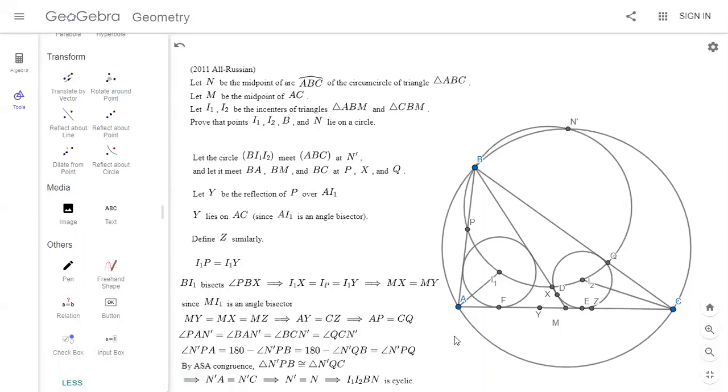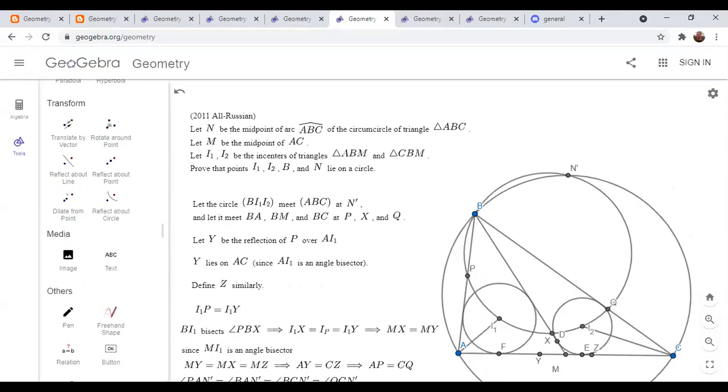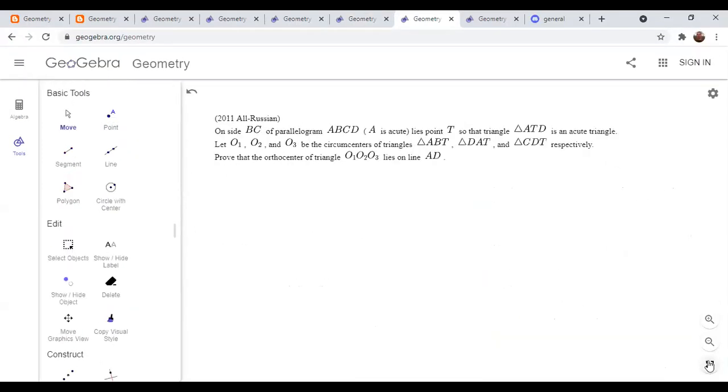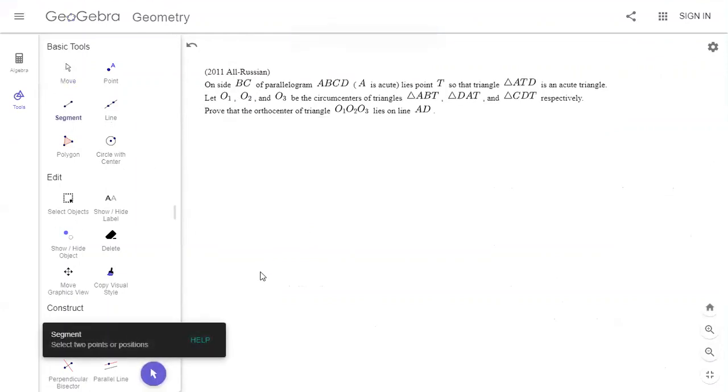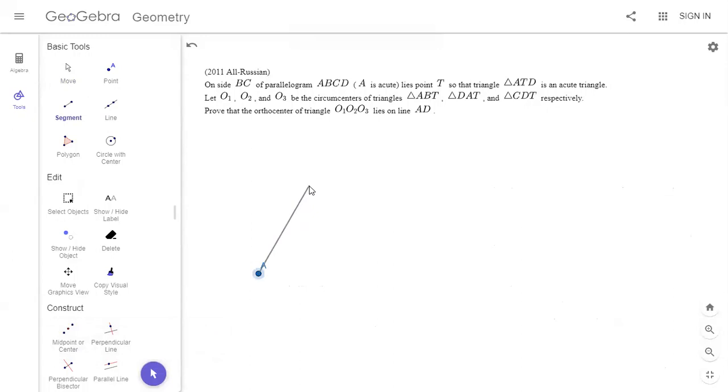I'll bet this lemma is probably useful in a lot of other problems. So now we're on the fifth problem. Oh, this one looks fun. So we have a parallelogram ABCD. So I'm going to do it like this.